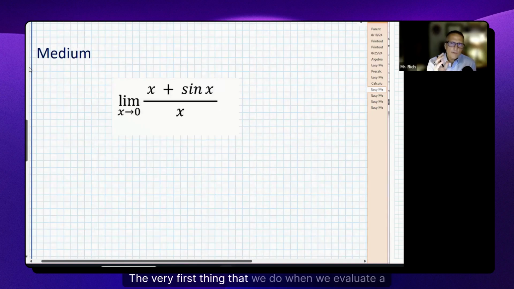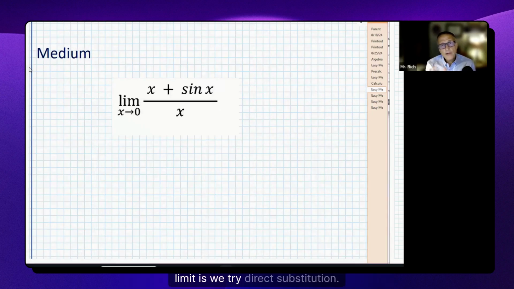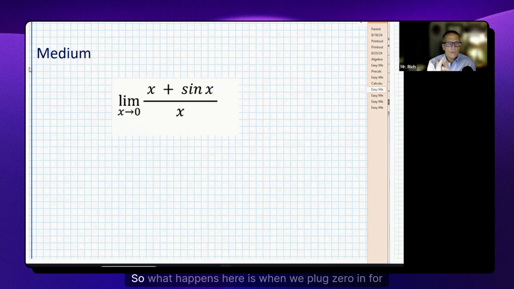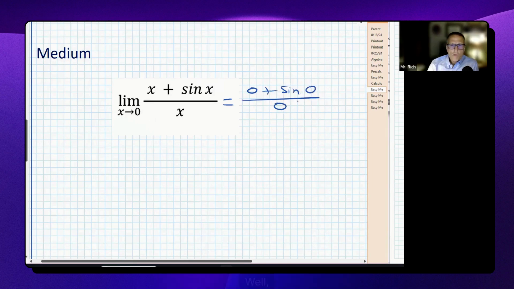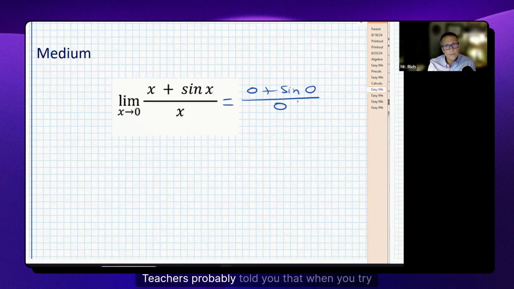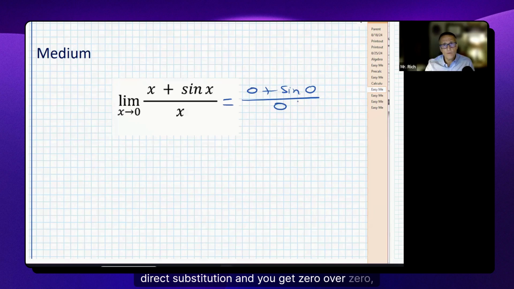The very first thing that we do when we evaluate a limit is we try direct substitution. So what happens here is when we plug 0 in for x, we get 0 plus sine 0 over 0. Well, sine of 0 is 0 from the unit circle. So we really get 0 over 0. Teachers probably told you that when you try direct substitution and you get 0 over 0, that's what we call an indeterminate form. And we really don't know what the answer is.